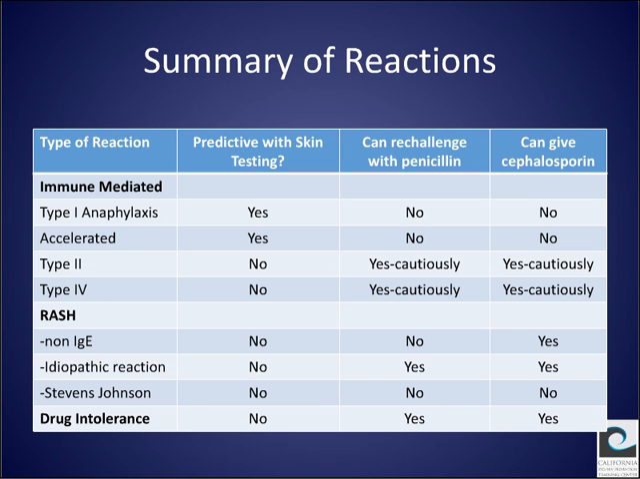And here's the summary tables of the reactions we've talked about so far. So I have here on the left-hand column whether or not the reaction is predicted with skin testing. And of course, the only ones that are the type 1 anaphylaxis and the accelerated reactions. Nothing else is. And these two are the only two types of reactions that you can test with skin testing that you should not give a penicillin to.